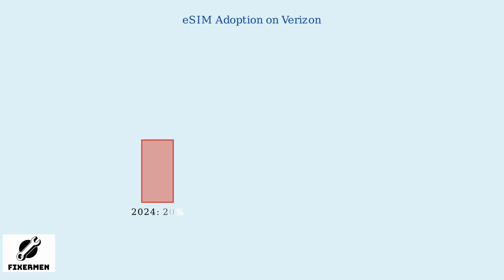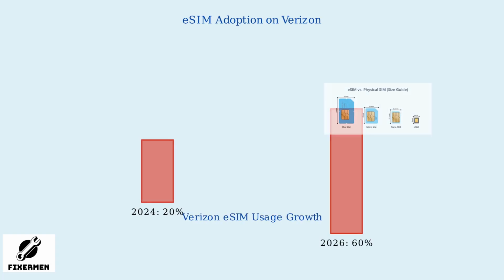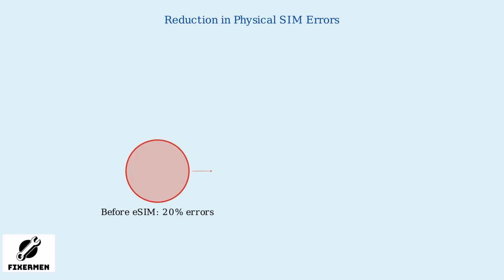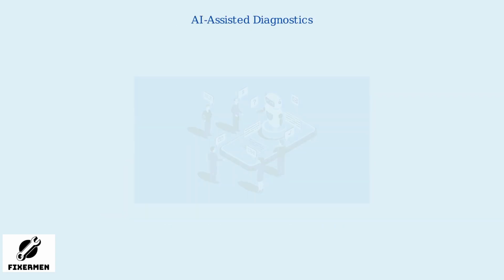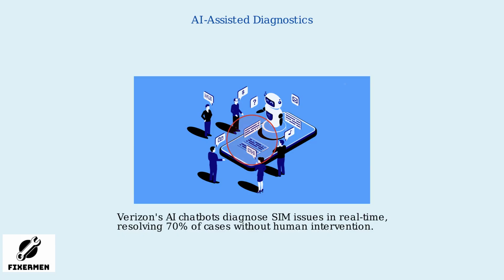The future of SIM technology is leaning heavily towards eSIM. By 2026, eSIM usage on Verizon has significantly increased, rising 40% year over year from 2024 levels. This shift to eSIM has led to a significant reduction in physical SIM errors, dropping from around 20% to just 5% in many cases, representing a 75% decrease. Verizon is also implementing AI assisted chatbots to diagnose SIM issues in real time. These intelligent systems can resolve up to 70% of cases without needing human intervention, making troubleshooting faster and more efficient.